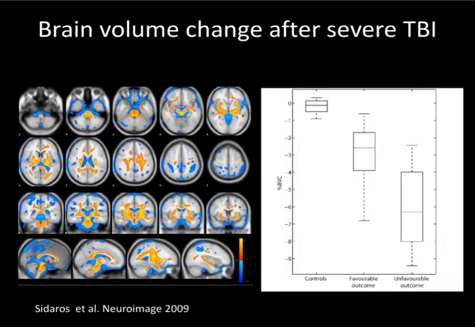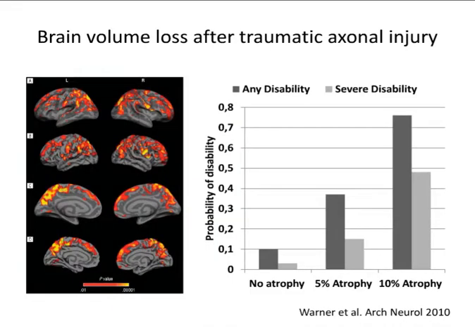And here you have some very nice studies. This is using voxel-based morphometry, which is an automated methodology to look at brain volume changes. You can see that there are significant changes occurring in many different regions, and that the amount of brain volume loss was, not surprisingly, correlated with functional outcomes. And this is another paper demonstrating essentially the same.